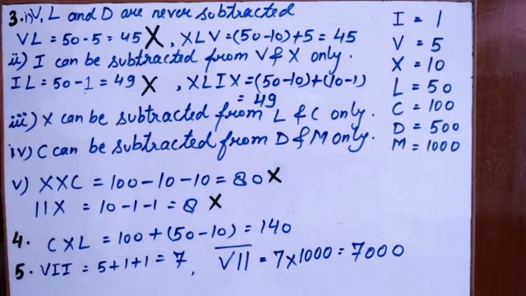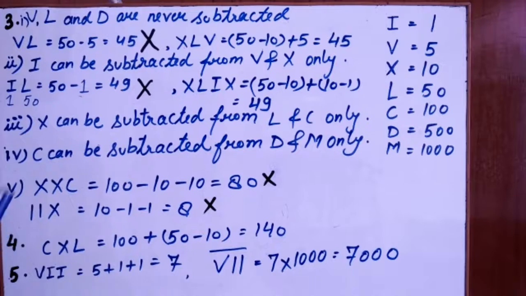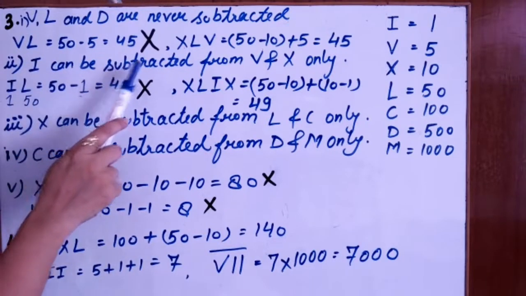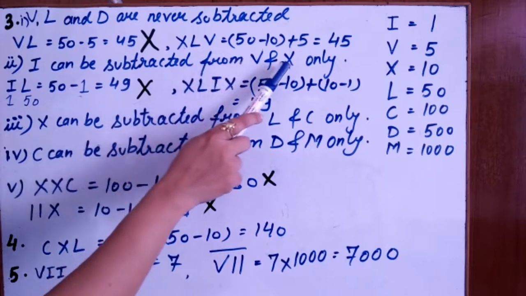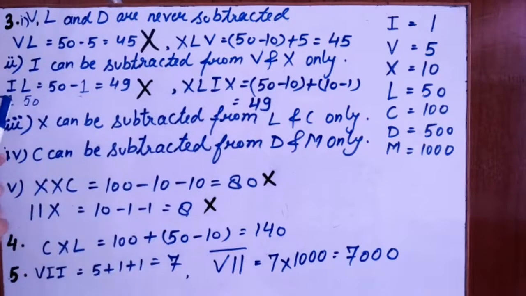Is equal to 49. It is wrong. Why is it wrong? Because there is a rule. I can be subtracted from V and X only. But here I is subtracted from L. That's why it is wrong.